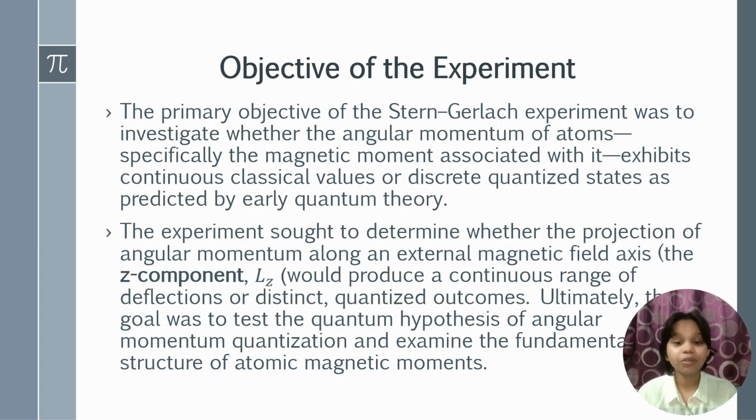The experiment wanted to determine whether the projection of the angular momentum along the external magnetic field axis, the Z component, faced any kind of deflection or quantized outcomes. Ultimately, the goal was to test the quantum hypothesis of angular momentum quantization and examine the fundamental structure of the atomic magnetic moment.